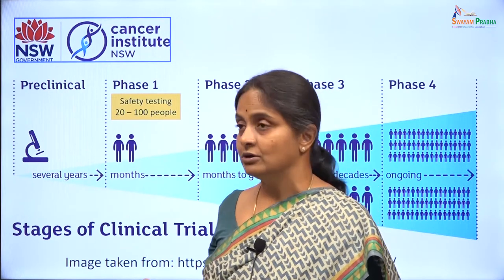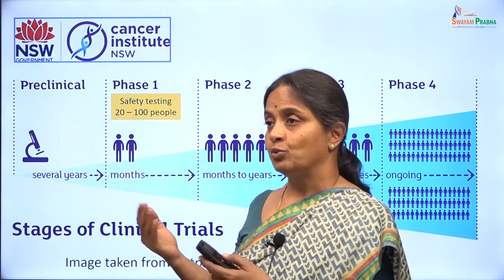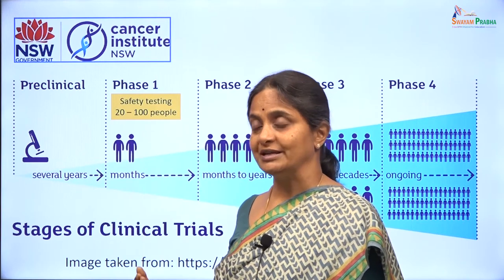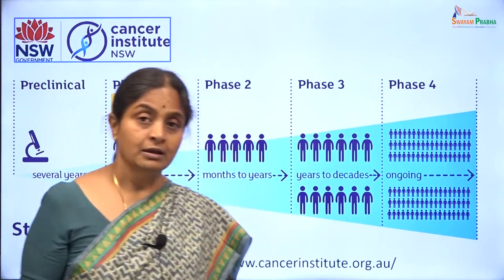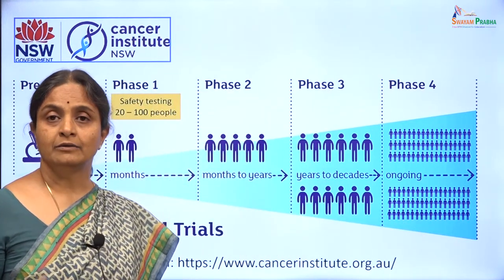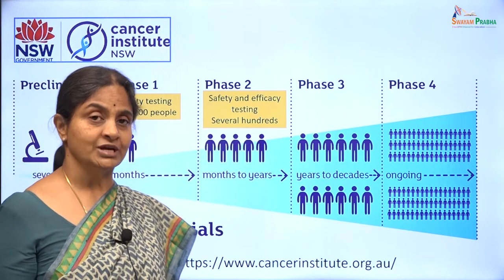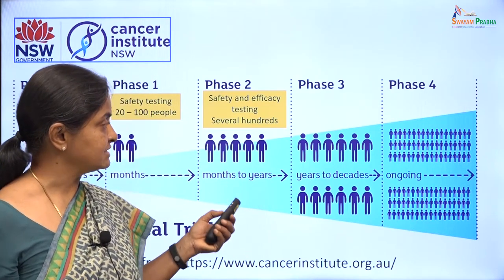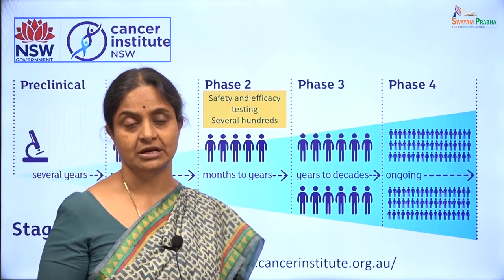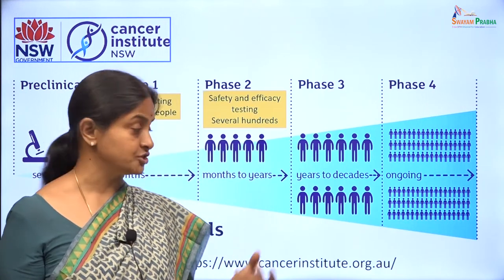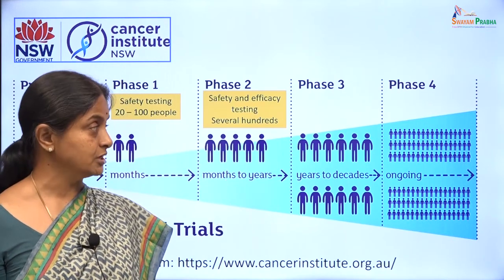Safety testing is done on a few people after informed consent. The volunteers agreed to participate in the trial and safety testing is done. Then the drug company or the university where the drug is being developed will move into a phase 2 trial, which is done on more people, several hundreds of people. Here not only is the safety tested further, but also the efficacy of the drug. Is it useful at all in treating the condition? So these will be patients who have a disease against which the drug should work.